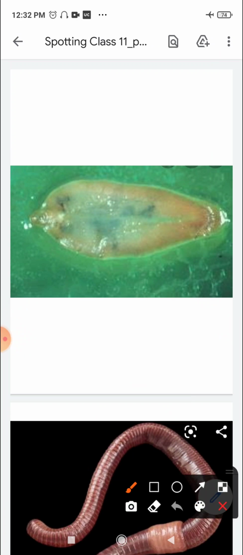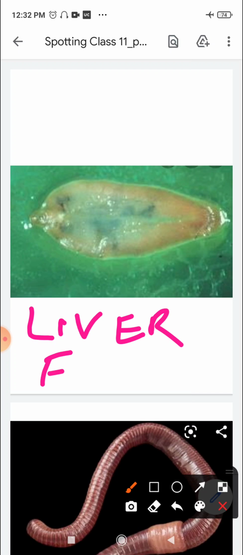And so this one is liver fluke, right? Liver fluke. So this organism is liver fluke and it belongs to phylum Platyhelminths. Again, this is an invertebrate, and Fasciola hepatica is the scientific name of this organism.